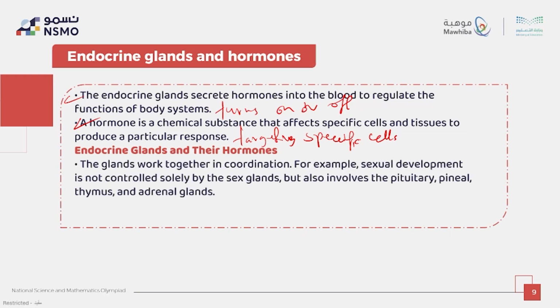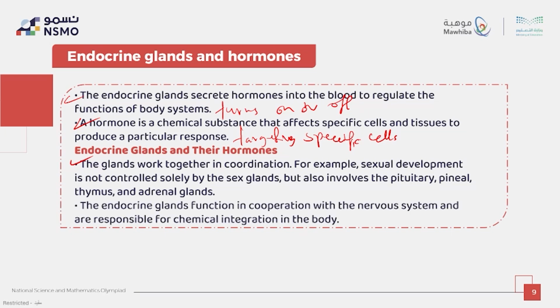The glands work together in coordination. That means the glands don't work alone. They form a team that shares the mission to keep the body balanced. Let's have an example about that. For example, sexual development is not controlled solely by sex glands, but also involves the pituitary, pineal, thymus, and adrenal glands. That means sexual development is a group project. Several glands release hormones at the right time to make it happen.